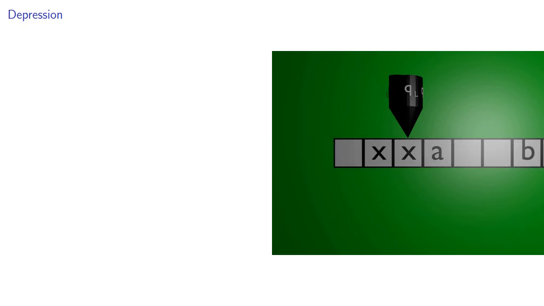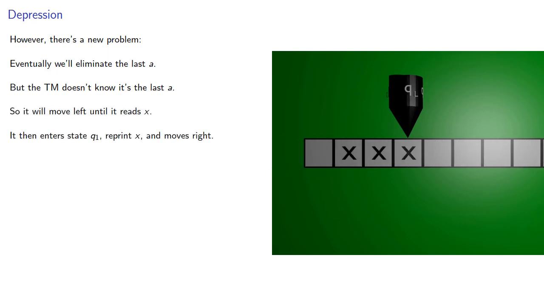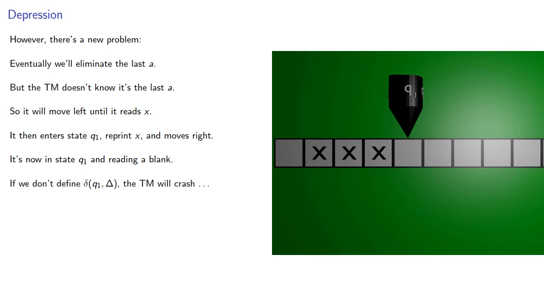However, there's a new problem. Eventually, we'll eliminate the last A, but the Turing machine doesn't know it's the last A. So it will move left until it reads X. It will then enter state Q1, reprint X, and move right. It's now in state Q1 and reading a blank, and if we don't define what happens when you're in state Q1 and read a blank, the Turing machine will crash, rejecting the string, even if it should enter the halt state.